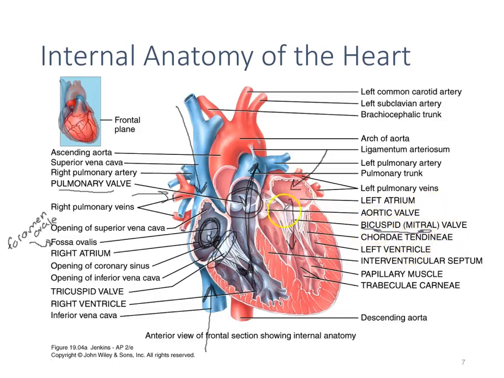Anyway, goes past that valve into the left ventricle, and then from the left ventricle, it will go out the aorta to the rest of the body. And again, on the left side, we're talking about oxygenated blood.